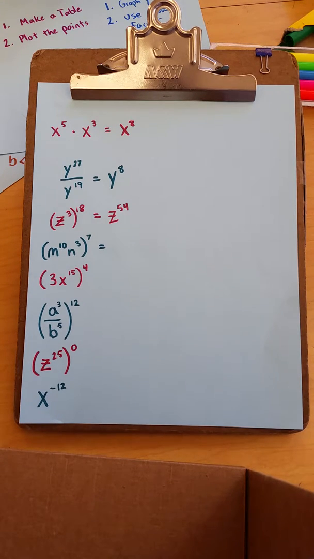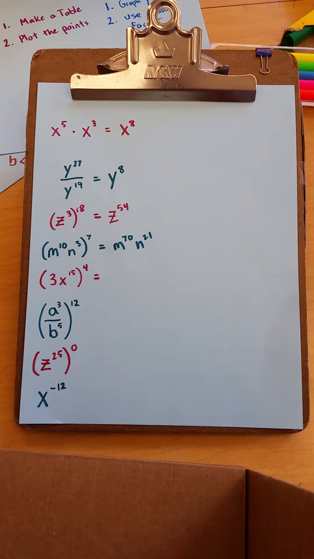Next is a power of a product. The answer would be m to the 70th, n to the 21st, because the m to the 10th and the n to the 3rd are raised to the 7th, so power of a power you multiply, and it reaches both the 10 and the 3.